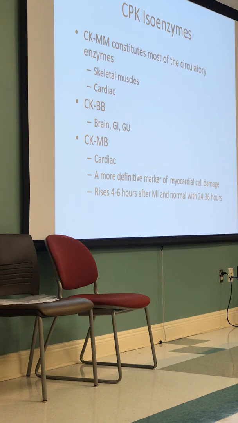CKMB, circulatory enzymes, skeletal muscles, they'll be elevated. Someone who has damage to skeletal muscles, very likely that this will be elevated, so you want to pay attention to that. Okay? It can be cardiac. It can very well be cardiac, so you want to pay attention. CKBB, it can be brain. Okay? That will elevate that. CKMB is more cardiac than anything else. Okay? So that's really specific to cardiac disease.